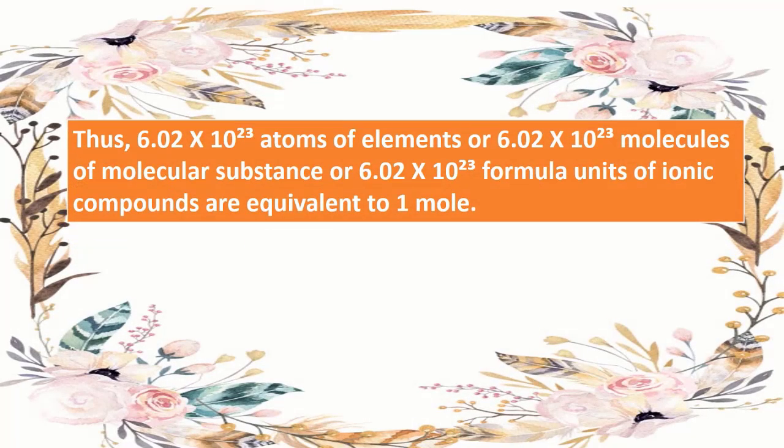So 6.02 into 10 raised to power 23 atoms of elements, or 6.02 into 10 raised to power 23 molecules of molecular substance, or 6.02 into 10 raised to power 23 formula units of ionic compound are equal to 1 mole.